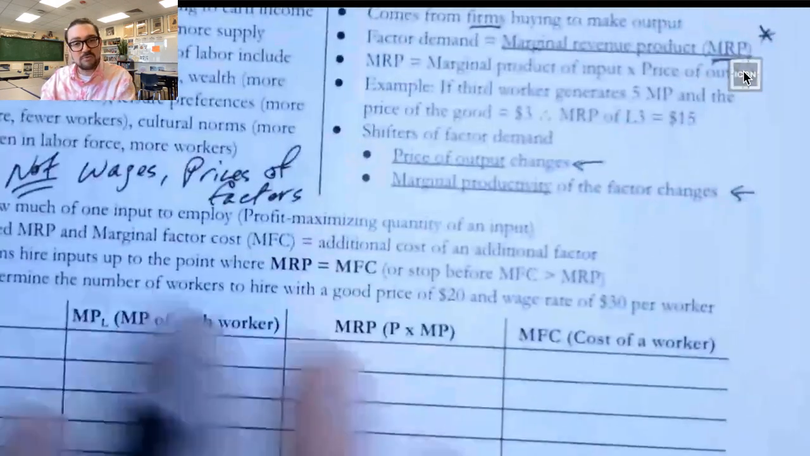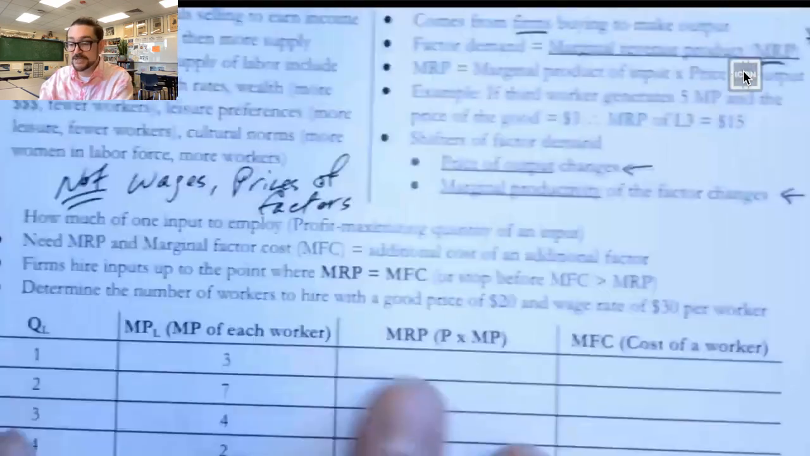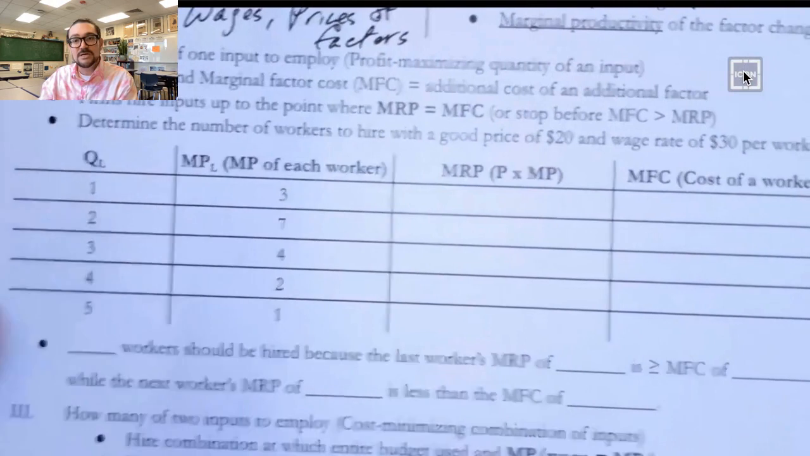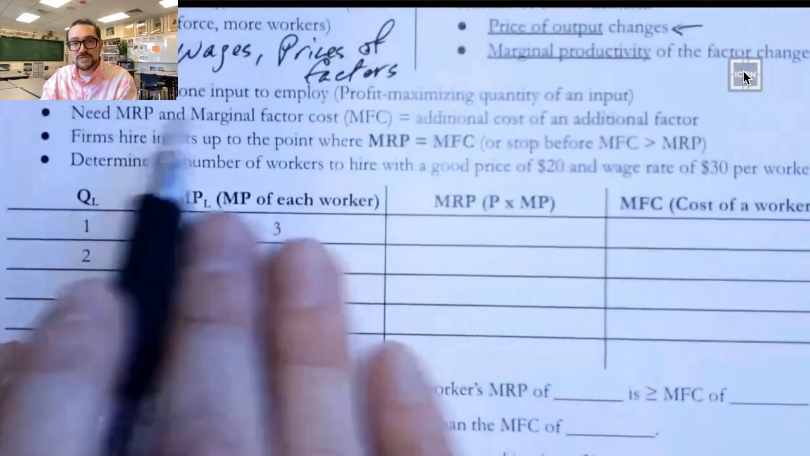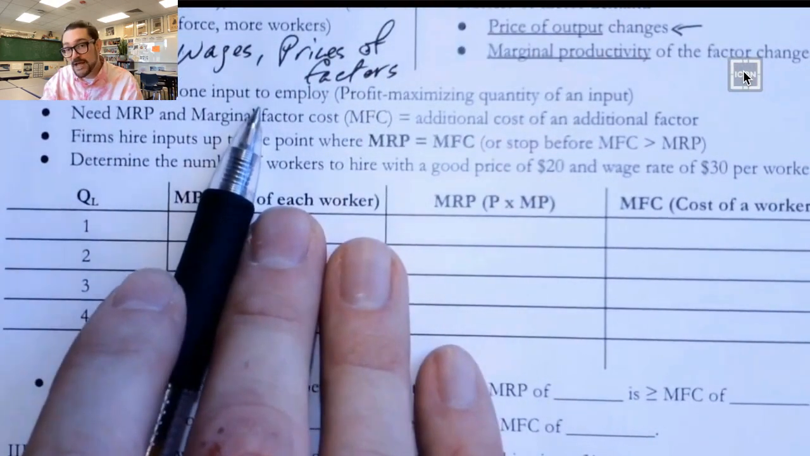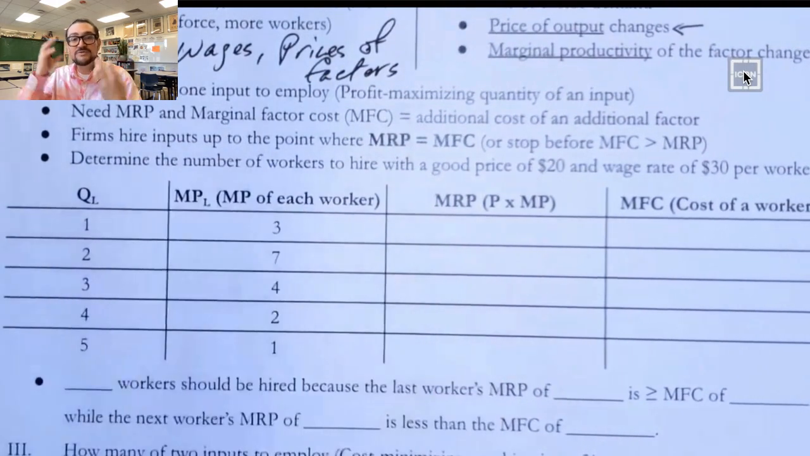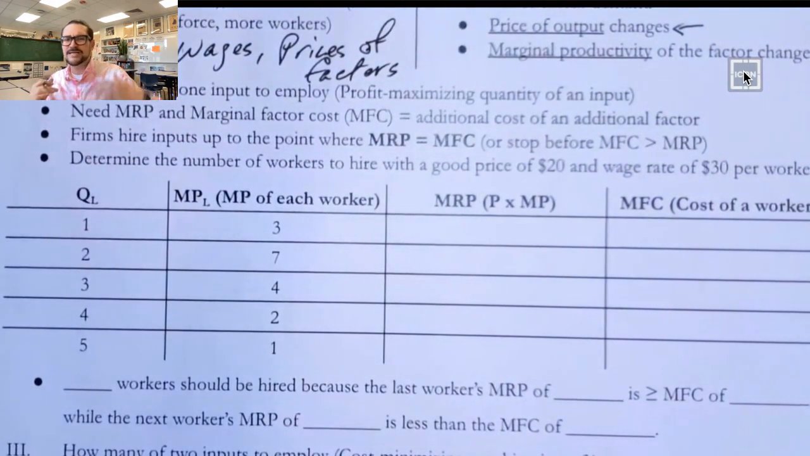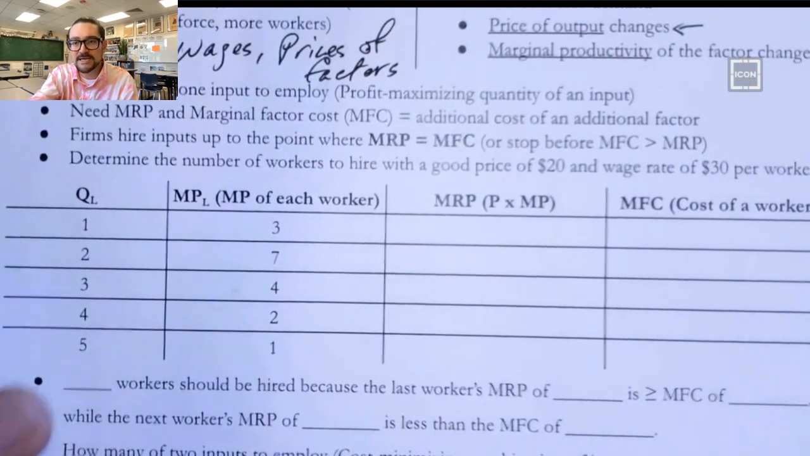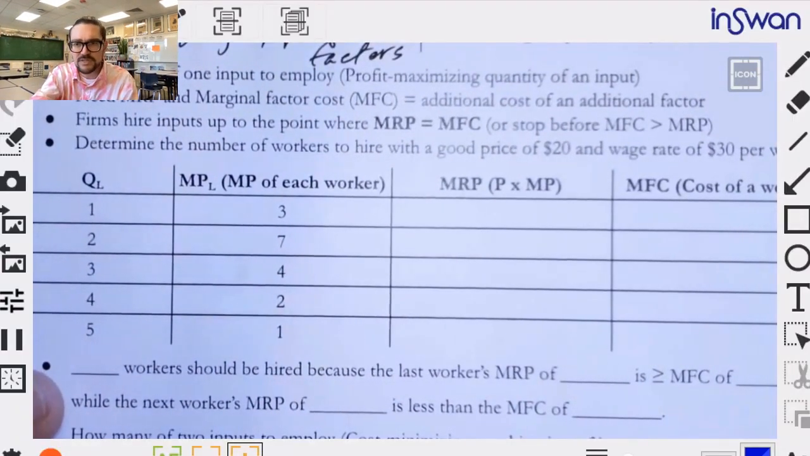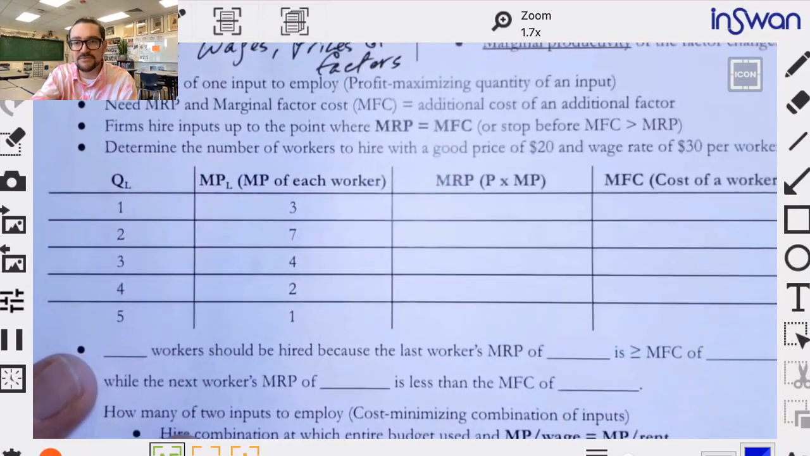Now, we're going to look at a graphical version of that topic a little bit later. But for right now, we have really two questions that we can answer. One is how much of one factor should we employ? Like how many workers should we hire? And the other is how many of two different factors should we employ? Like how many machines and how many workers should we hire? So I'm going to zoom back out just a shade here and then refocus this, and we'll try to answer that first question.